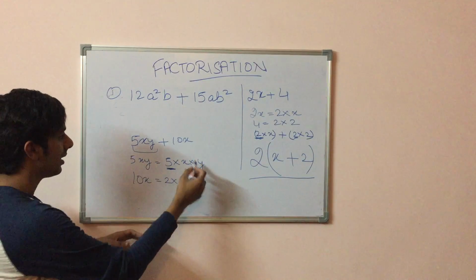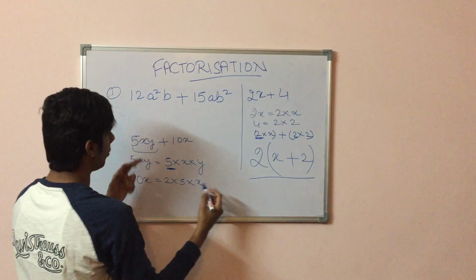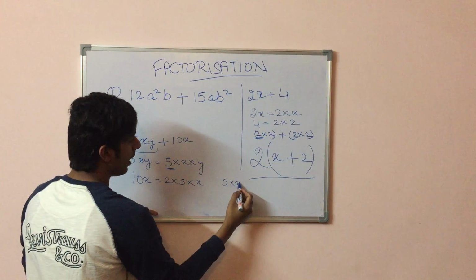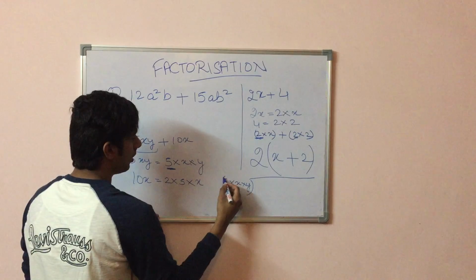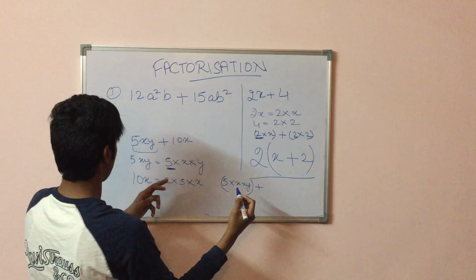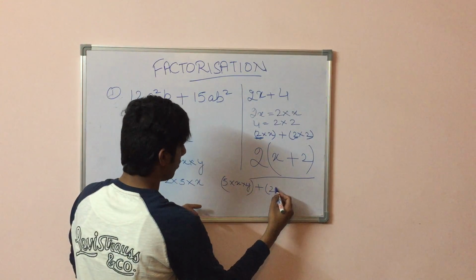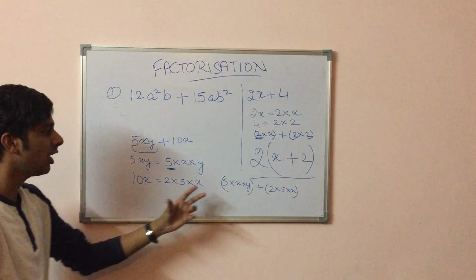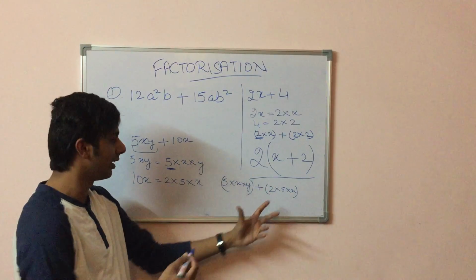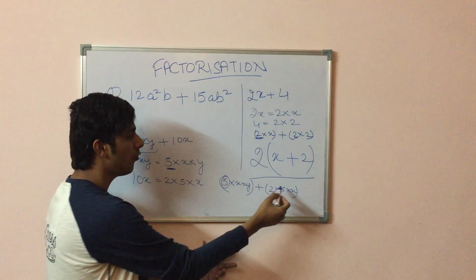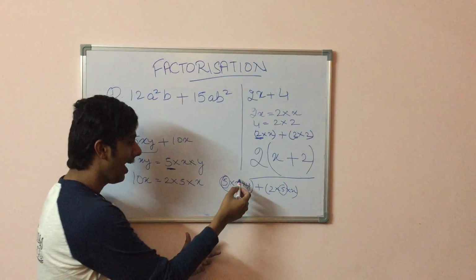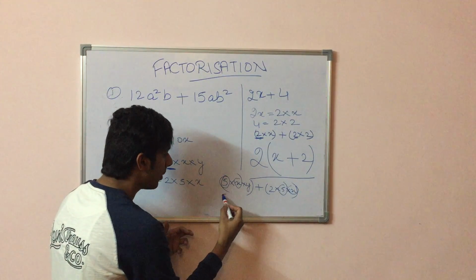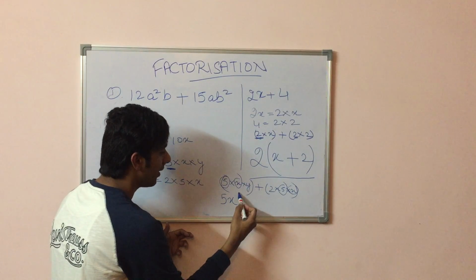Now putting this in my question, it will be 5 into x into y plus 2 into 5 into x. Right? Now take out the numbers which are common in both of them. 5 is coming here also, 5 is coming here also. x is coming here also, x is coming here also. So take out the common factor. You can take out 5x.